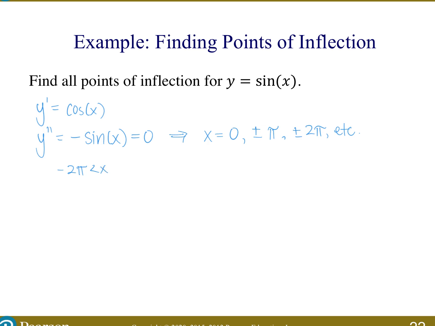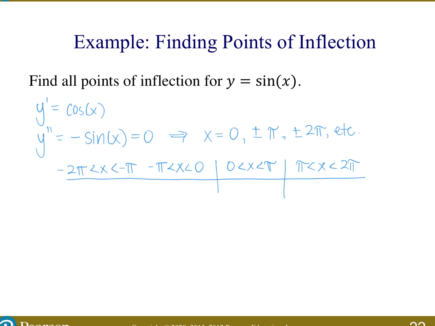So we'll check from negative 2 pi to negative pi. And then we'll check from negative pi to 0. We'll check from 0 to positive pi. And then from positive pi to 2 pi. And I think we'll get a good idea of how things are going to be happening here. So remember, these are candidates for points of inflection, but they are not true points of inflection until I've checked the derivative. So we want to pick something that's between these values.